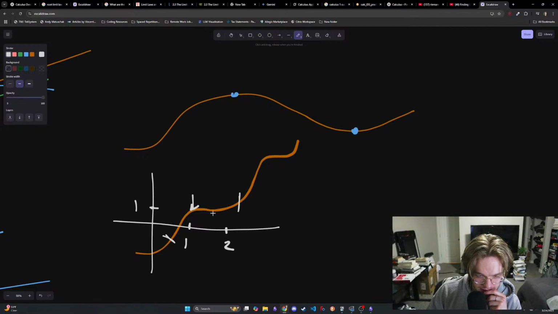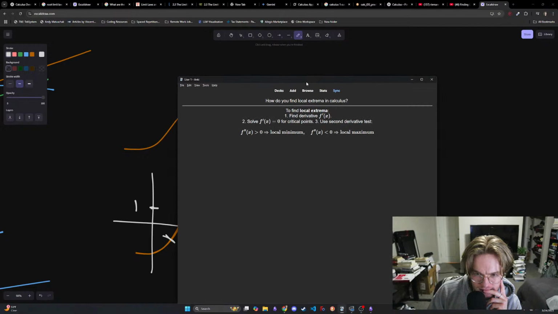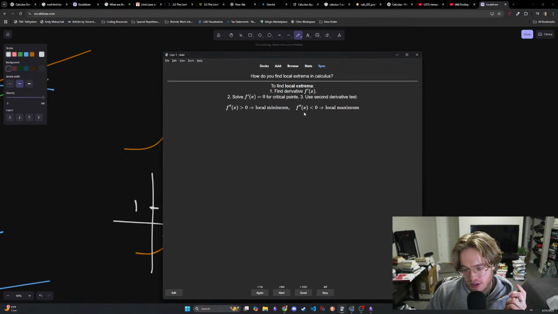If this one sags down a bit, we would have another point there. Those would be thought of as extrema, but I guess they're extreme in, okay. How do you find the local extrema?